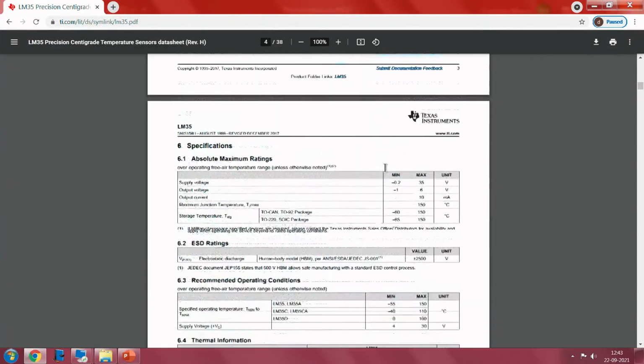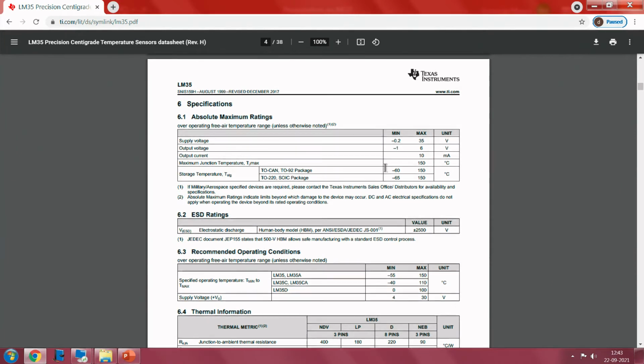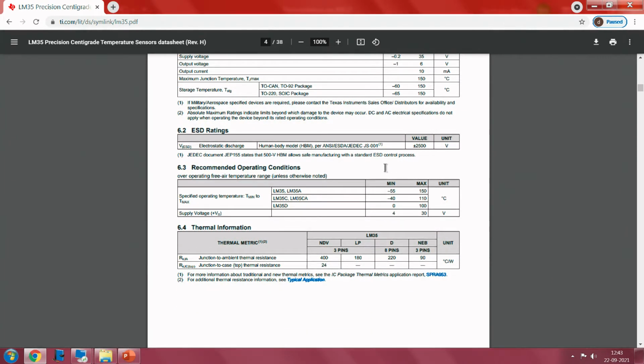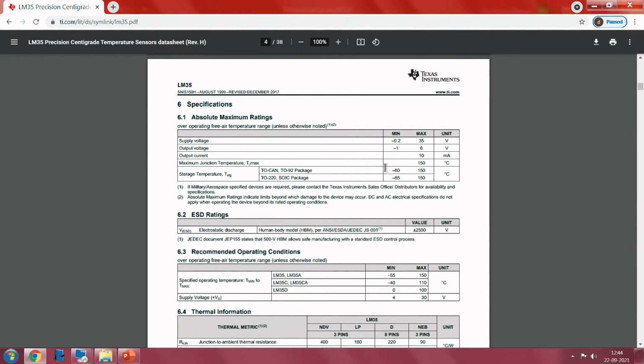Another important thing we have to notice is its sensitivity. As we have already seen previously, the sensitivity was 10 millivolts per degree centigrade. Another important thing is output current. The maximum output current it can provide is 10 milliamps, right. So how is it important?